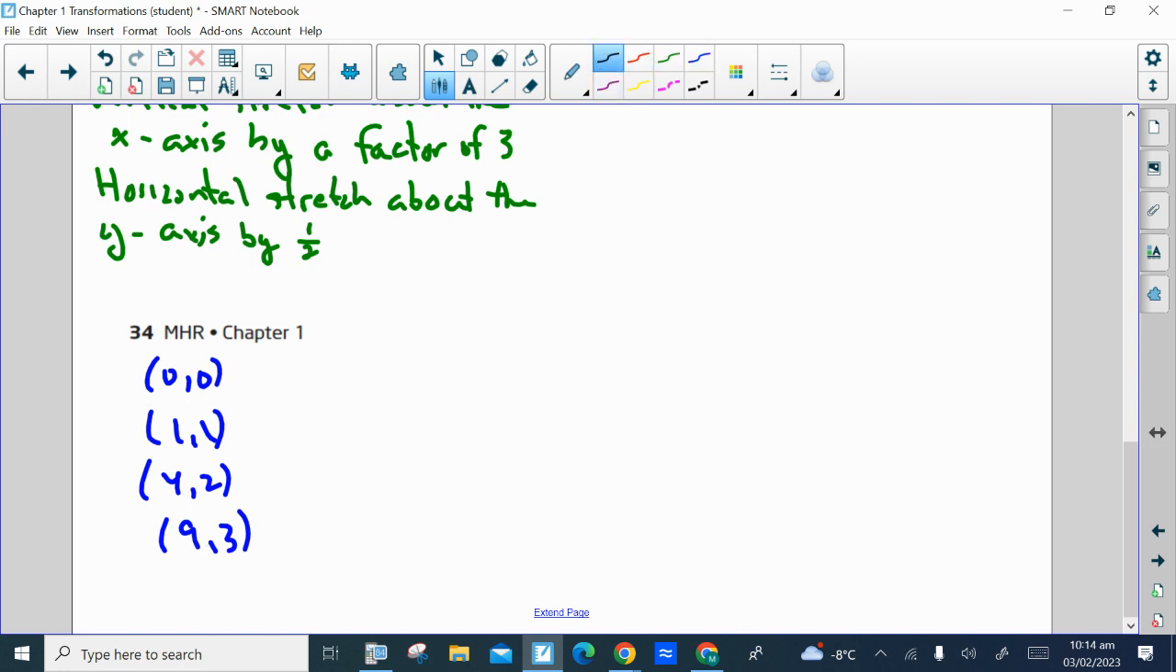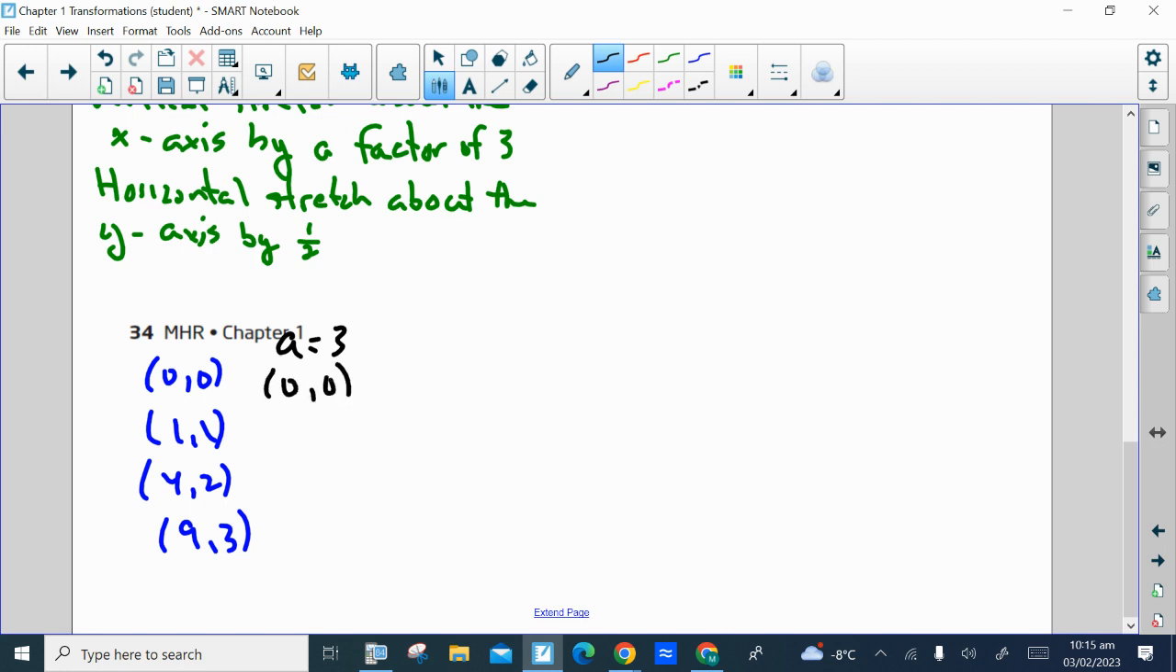If you have first an a value of positive 3, as we've written above, that means you're going to vertically stretch by a factor of 3. On a graph, vertical goes up and down, so it's the y values that go up and down. You're going to multiply all the y values by positive 3.